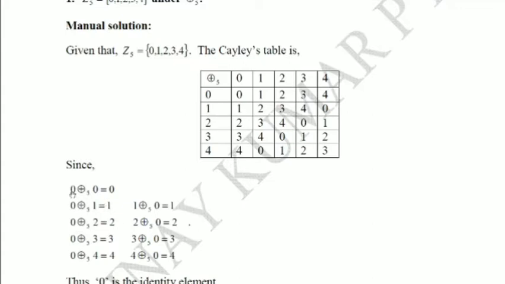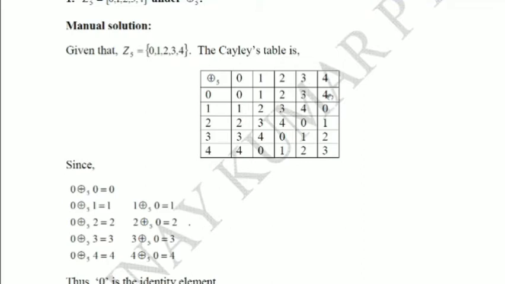See, you have written 0 plus 0 is 0. That is here, 0 plus 0 is 0. 0 plus 1 is 1. 0 plus 2 is 2. 0 plus 3 is 3. 0 plus 4 is 4.